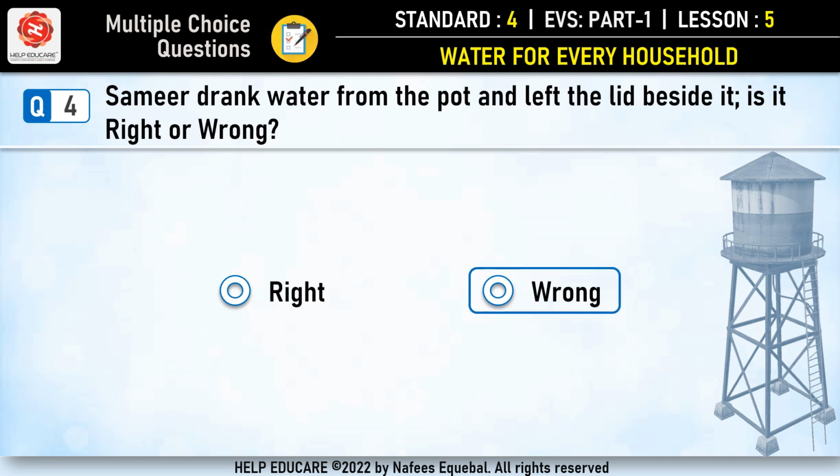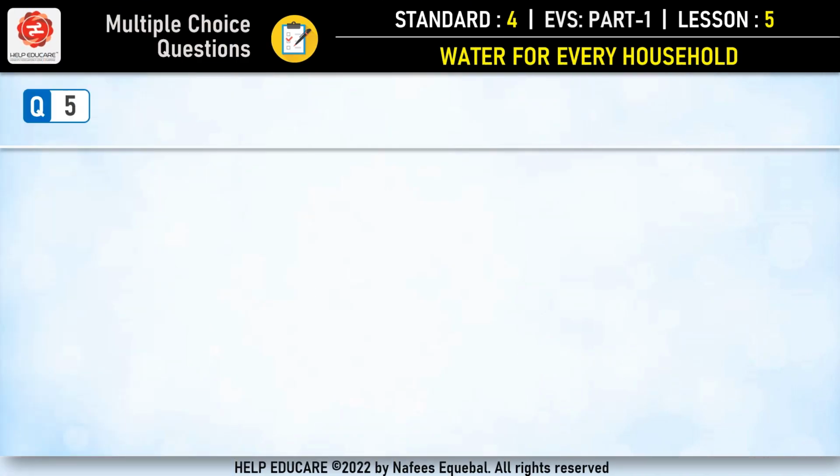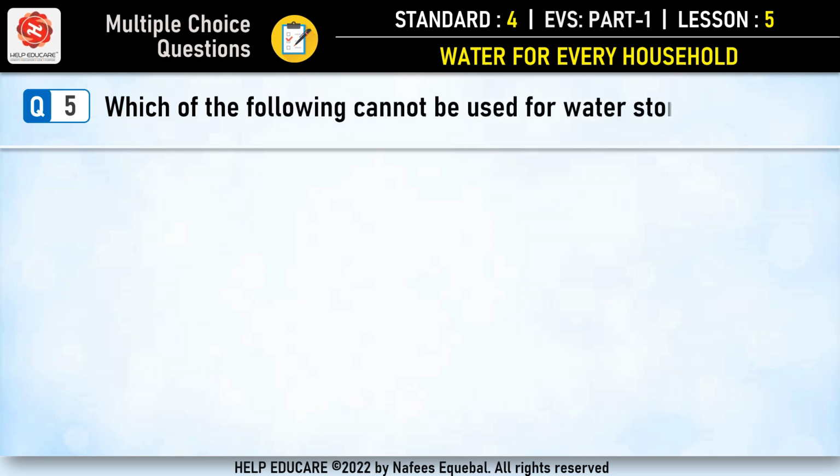Correct answer is, wrong. Question number 5. Which of the following cannot be used for water storage?